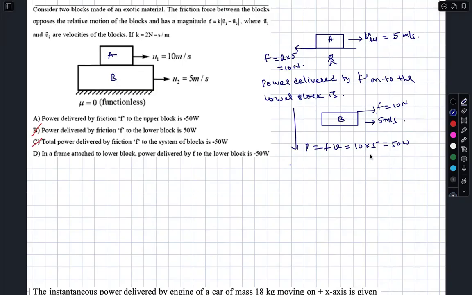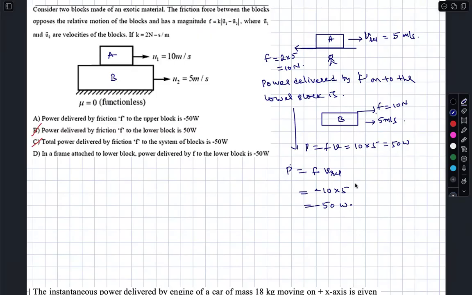Total power delivered by the friction F to the system of blocks is simple. Power is F times v relative. In this, F is minus 10, v relative is 5, so minus 50 watts. So the total power delivered by the friction F to the blocks is minus 50 watts. Sorry, you are cheating. No, I am not cheating.